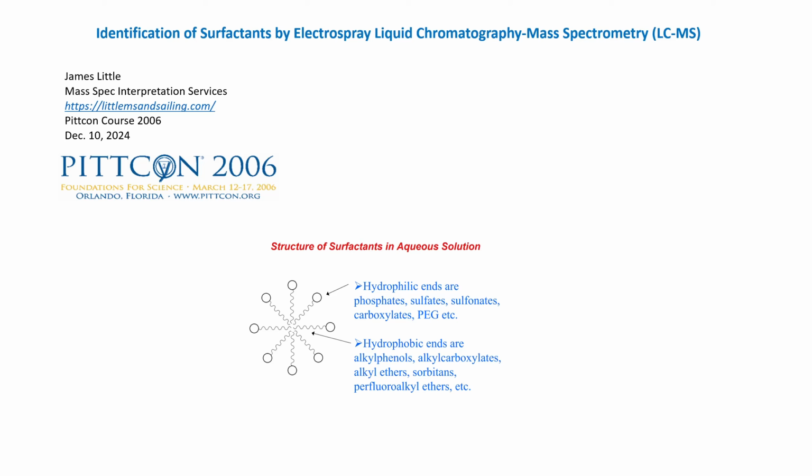Today I would like to present a video on the identification of surfactants by electrospray liquid chromatography mass spectrometry. I did the original work in 2006 and presented it as a course at PittCon. It was very useful to a lot of people in identification of surfactants, which can be very complex mixtures. And these mixtures are also very important to analytical chemists, organic chemists, and particularly formulation chemists.